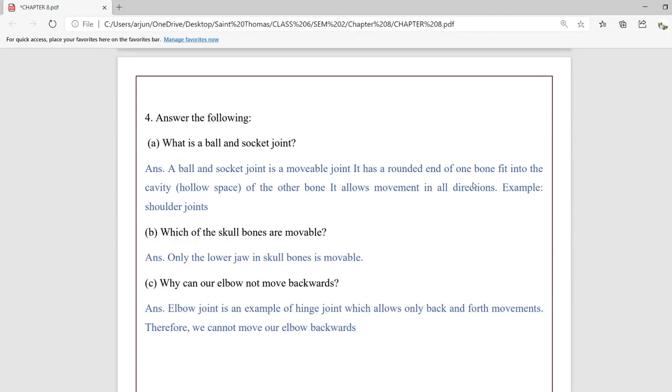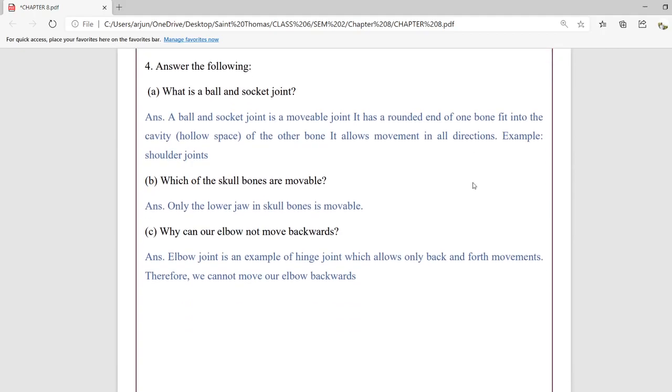The next is, answer the following. What is a ball and socket joint? We have seen this a number of times. A ball and socket joint is a movable joint. It has a rounded end of one bone that fits into the cavity of the other bone. It allows movement in all directions. Example, shoulder bone.